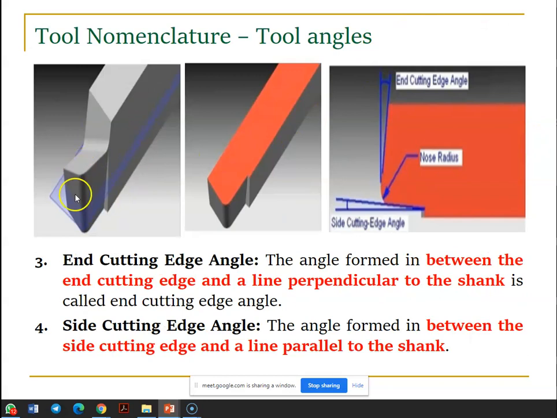Similarly, in the top view, I am going to cut the single point cutting tool in the top view, right? This is the top view. Again I will get 3. After making the top view, I rotated it again and placed it here.